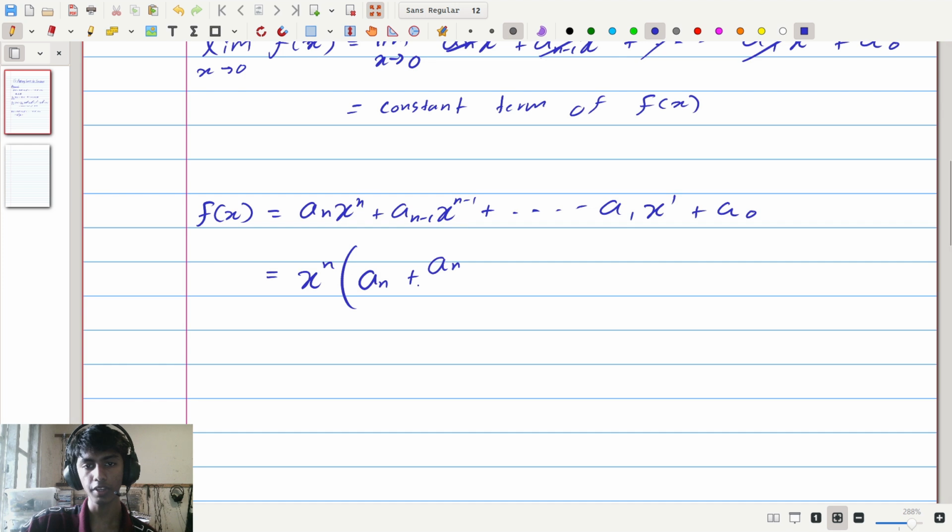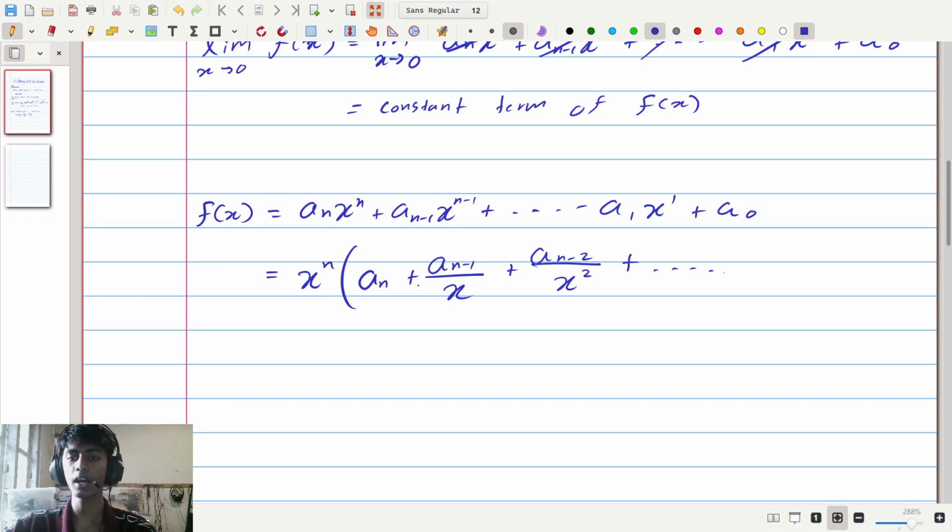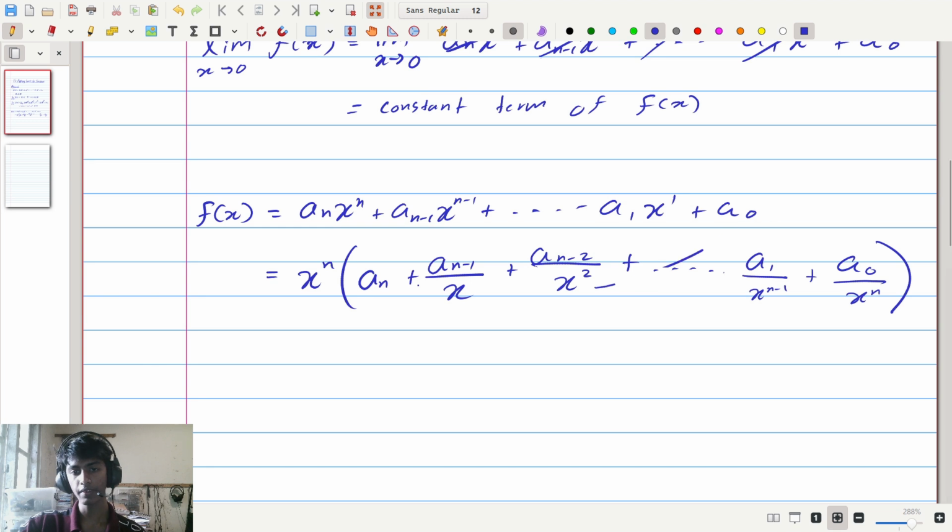And then there's a coefficient of a sub n minus 1 divided by x plus. The next term is going to be a sub n minus 2. Over here we're going to have x to the n minus 2 divided by x to the n, which is going to be x to the negative 2, or 1 divided by x squared plus, and then we're going to go all the way down up to a sub 1 x to the 1 divided by x to the n, which is going to then be equal to a sub 1 divided by x to the n minus 1, and then plus a sub 0 divided by x to the n.